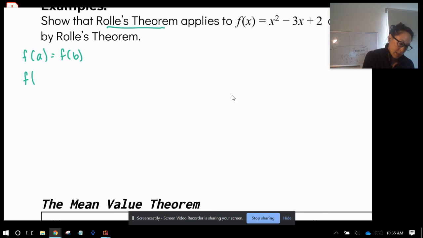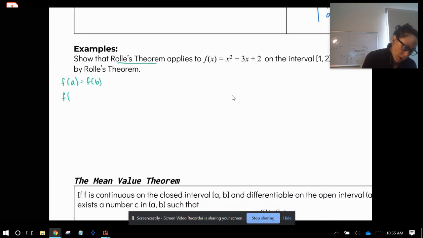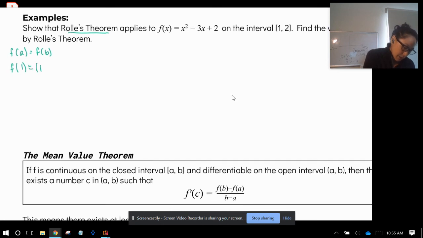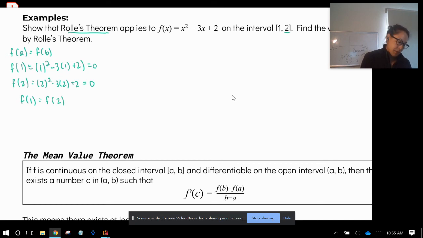So f of a is f of 1. And I'm going to calculate it. So 1 squared minus 3 times 1 plus 2 is 0. And f of 2, the other endpoint, is 2 squared minus 3 times 2 plus 2. And that also equals 0. So I can see that f of a is equal to f of 1 is equal to f of 2. So f of a is equal to f of b. All right, that's the first thing we have to check.